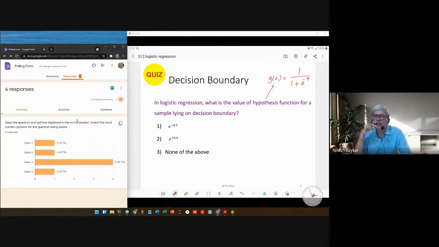So I'm getting answer 4 also. Okay, so option 3 is the correct one. So neither this is correct nor this is correct. So the correct answer is on the decision boundary, the value of hypothesis function is equal to 0.5. So that is what we have seen previously.